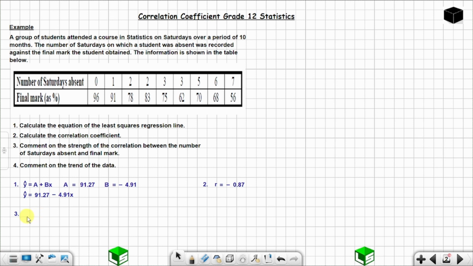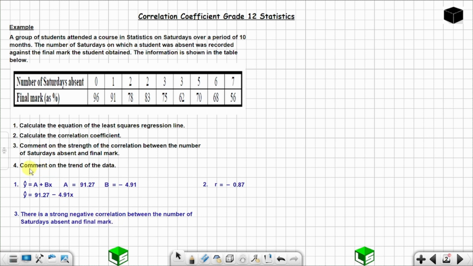So you are going to say there is a strong negative correlation between the number of Saturdays absent and final mark. Whenever the correlation coefficient is negative, you have to know that the X values are increasing while the Y values are decreasing.